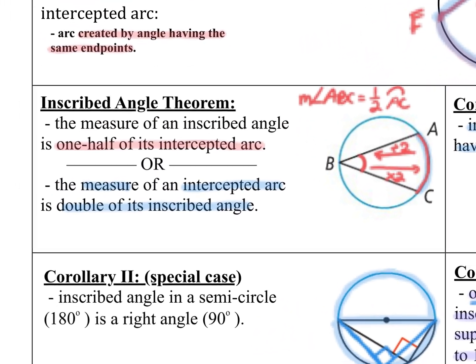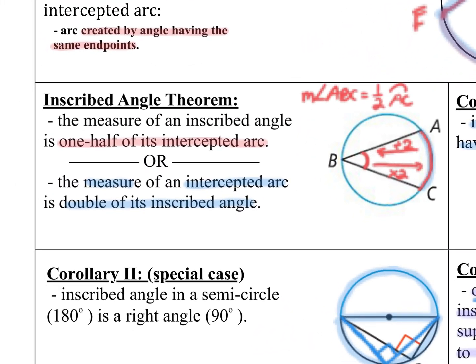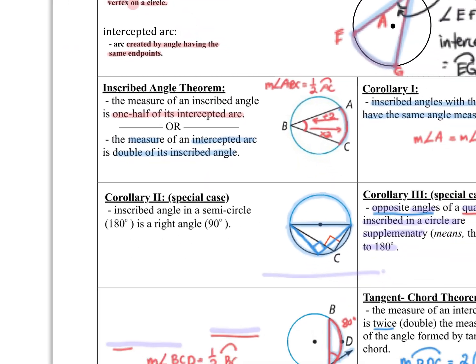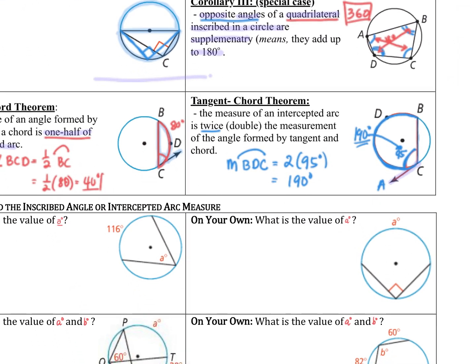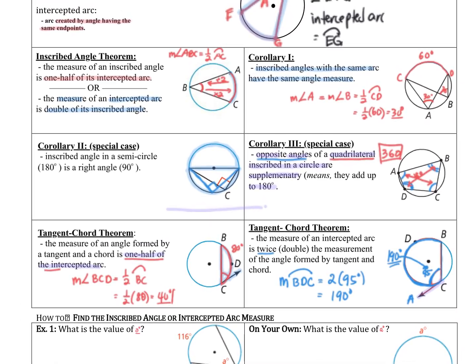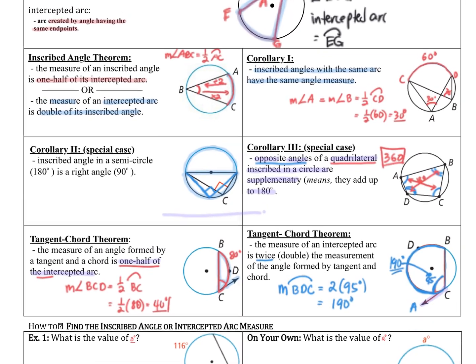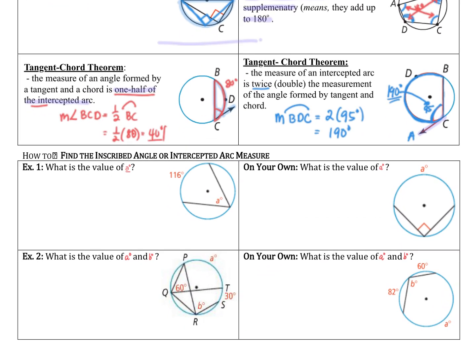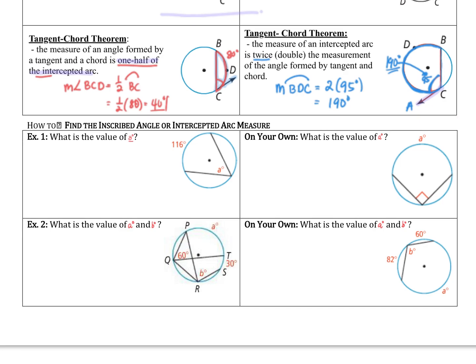Remember this one: if you're coming from the arc going to the inscribed angle, that's going to be divided by 2. But if you're coming from the inscribed angle going to the arc, it's going to be multiplied by 2. So they are actually very related to each other. This is all the things that you have to remember about the theorems on inscribed angle, and how to find the inscribed angle or intercepted arc.